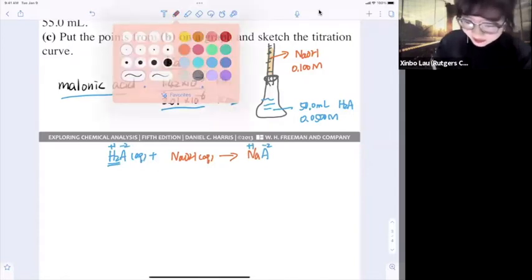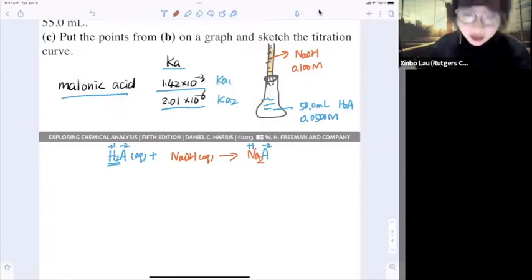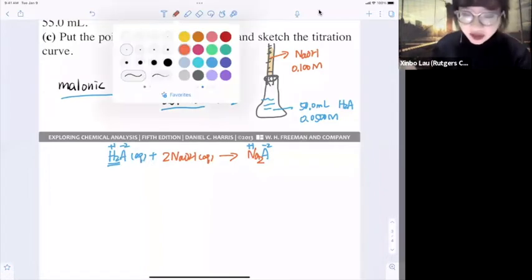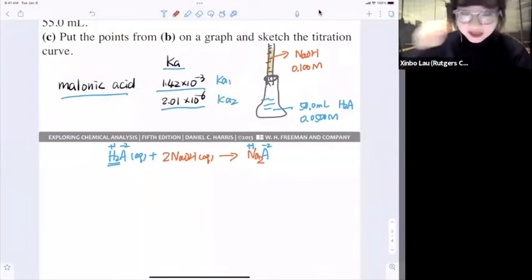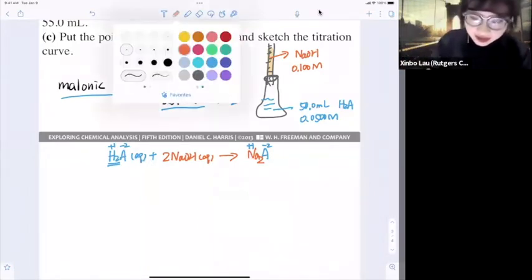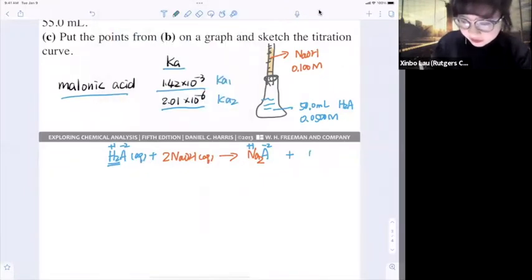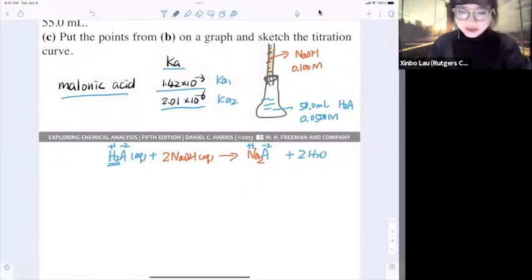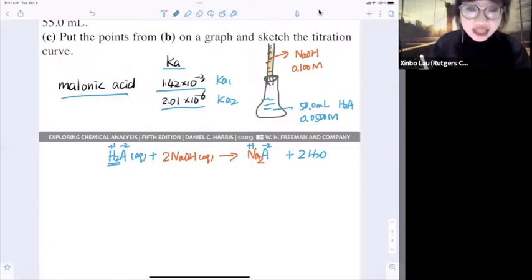That's also why when you have diprotic, you need to know it's not going to be a 1-to-1 ratio. If you're titrating with sodium hydroxide, a group 1A hydroxide, there's only one hydroxide. And of course you also have water. Then we balance that. Now you have the balanced equation, and we realize this reaction goes by a 1-to-2 ratio. Every 1 mole of this acid, you need 2 moles of the base.